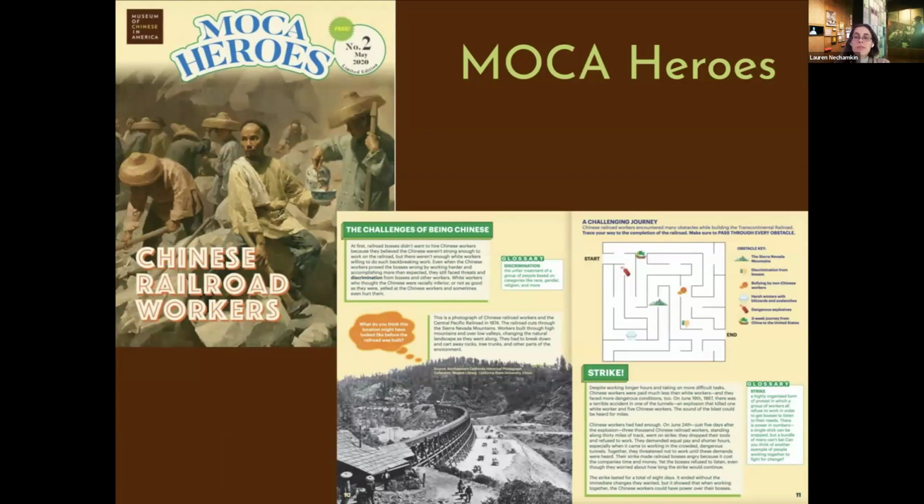Today we're going to think about a lot of instances of rising xenophobia and anti-Chinese sentiment, in legislation but also popular opinion, during the period of westward expansion.